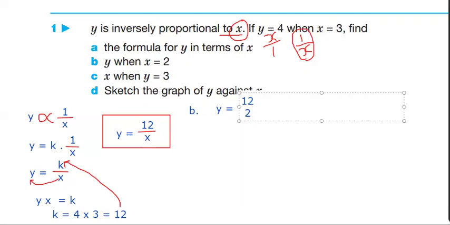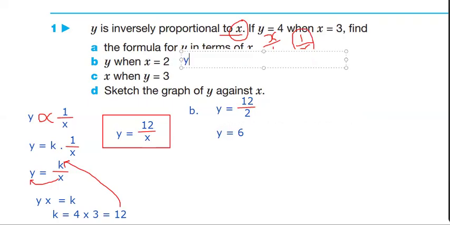So to find the value of y, we must divide 12 by 2. And 12 divided by 2 equals, very good, 6. So y will equal 6. And this is the first answer here. Question B, y will equal 6.